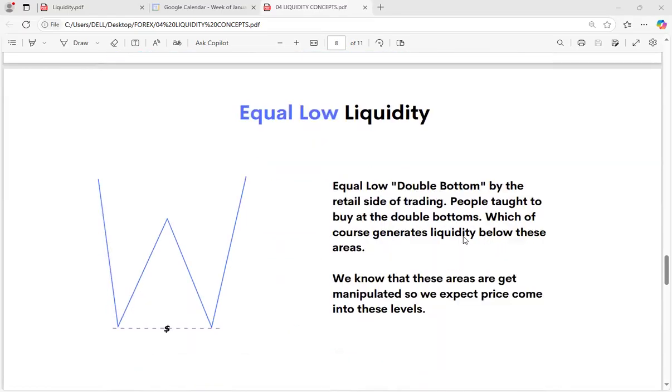So equal low, that is where you can find a double bottom here. Equal low, or what we call a double bottom. By the retail side of trading, people are told to buy at the double bottoms, which of course generates liquidity below these areas. We know that these areas get manipulated, so we expect the price to come to these levels. So let me show you.